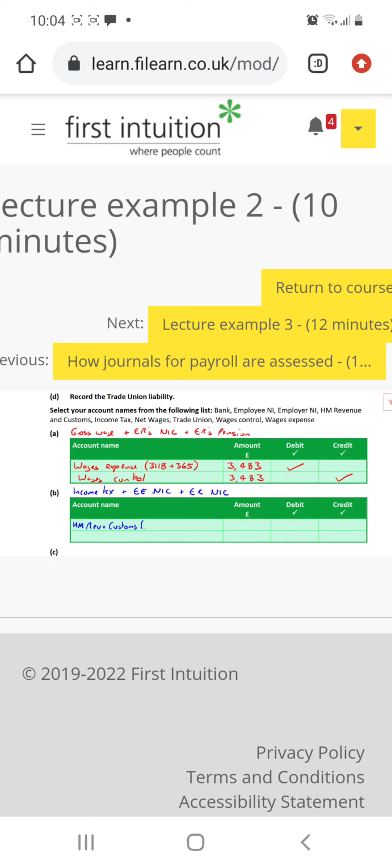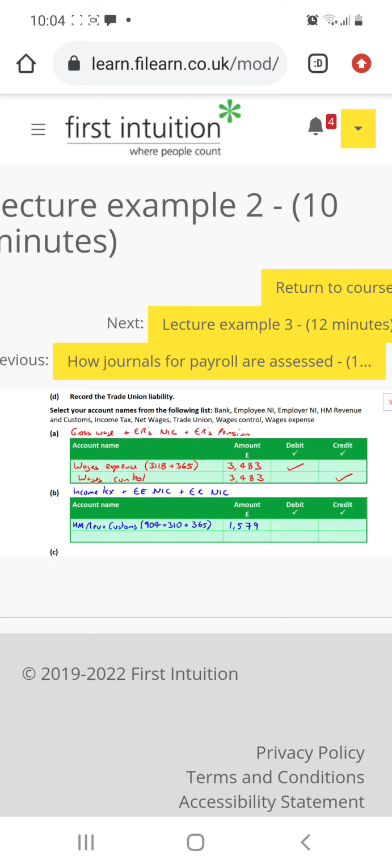Now, using the information from the table, what have we got? Well, we've got income tax, we're told, of £904. We then have the employee national insurance to add on to that of £310, and the employer national insurance to add on of £365. So the total amount that we're going to need to hand over to Revenue and Customs is 1579.